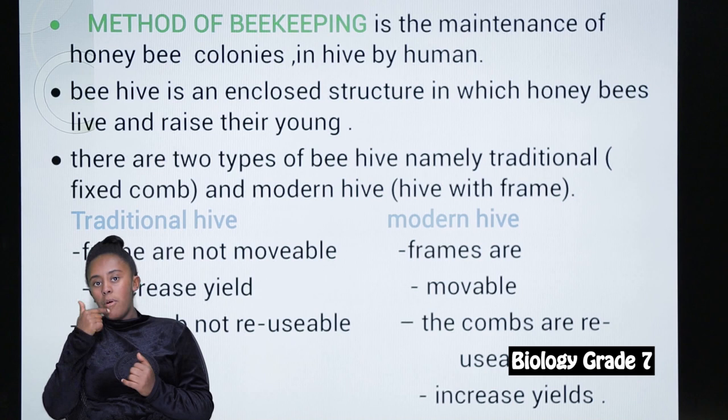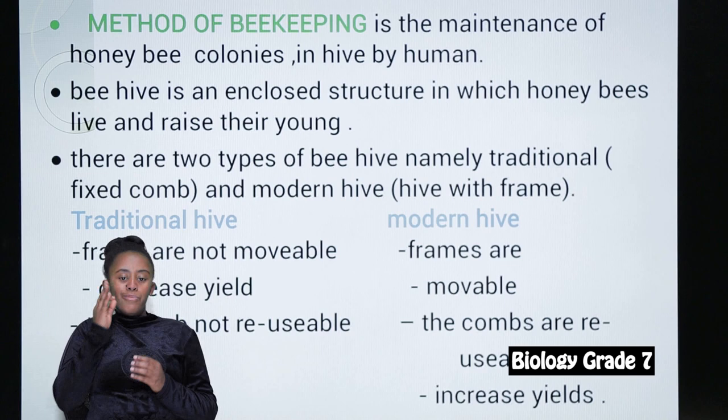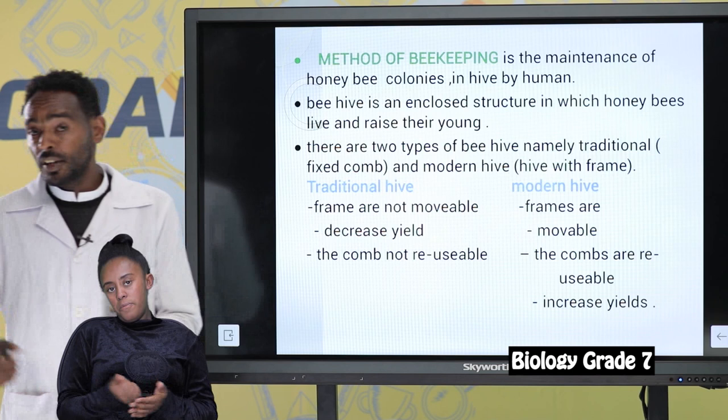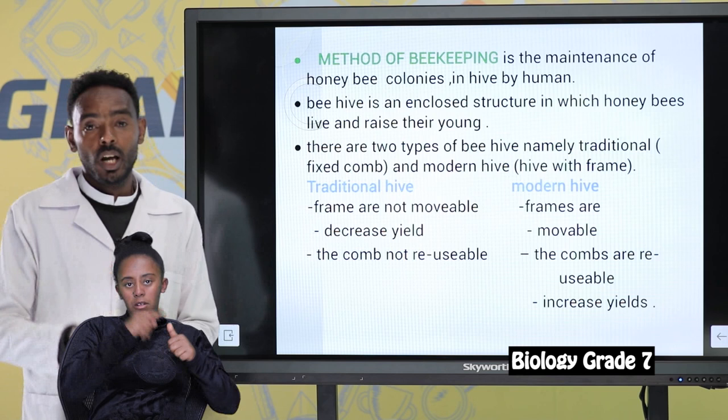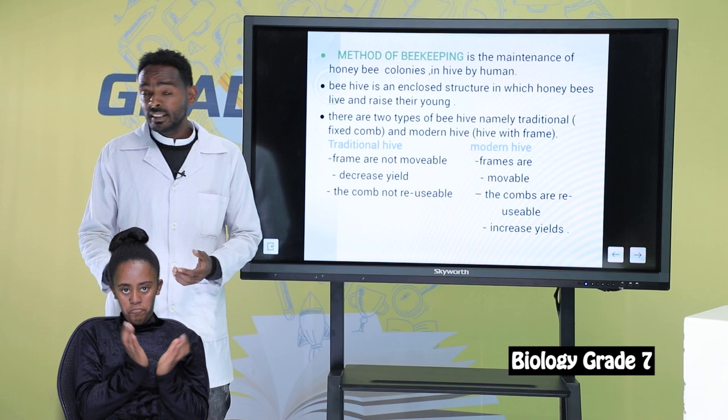Now we see the types of honeybee hive. There are two types of honeybee hive, namely the traditional or fixed comb hive, and the modern hive or hive with frames. They are different, and their names also indicate their difference. The first one is the traditional hive, and the second one is the modern hive. Let us see their differences one by one.